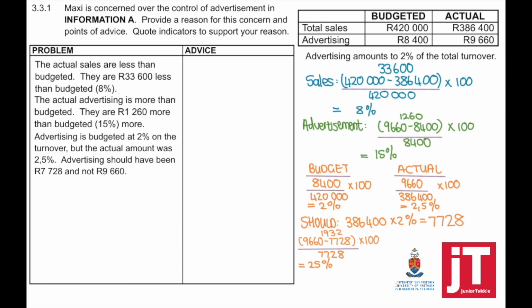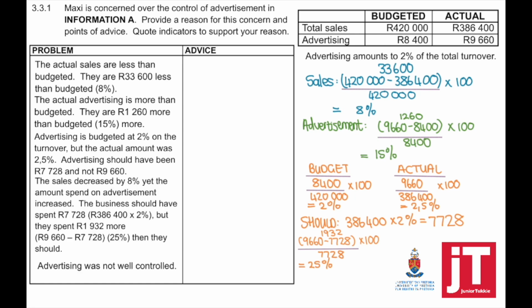Advertising should have been 7,728, yet we spent 9,660. So the problem is clear here. Our sales decreased. Our advertising should have decreased as well, yet we spent more on advertisement. Now, if we spent more on advertising, but our sales actually went up, then that wouldn't have been a problem. Yet we spent more on advertising, our sales were less. That is a problem, which means the advertising wasn't well controlled.